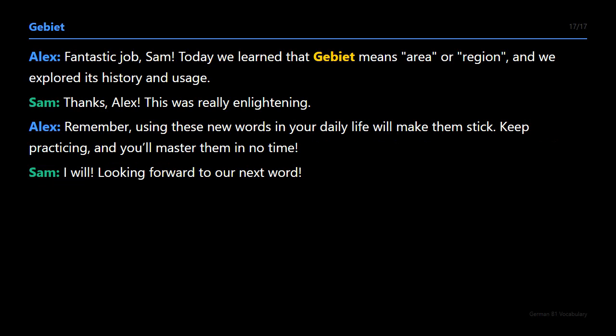Fantastic job, Sam. Today we learned that Gebiet means area or region, and we explored its history and usage.